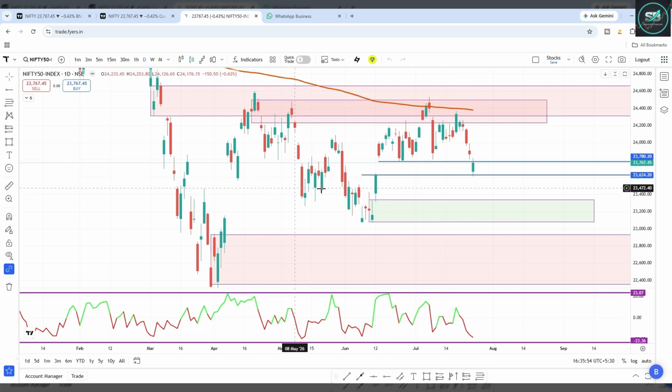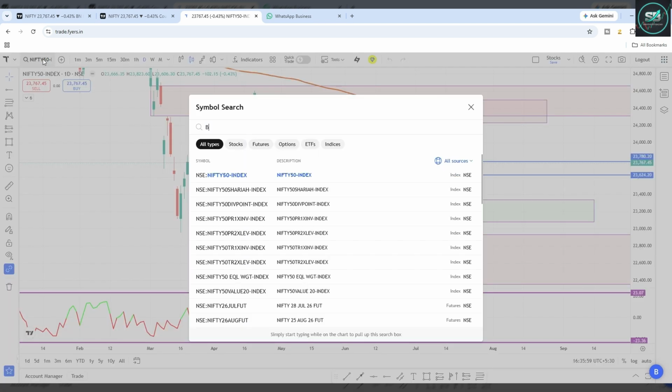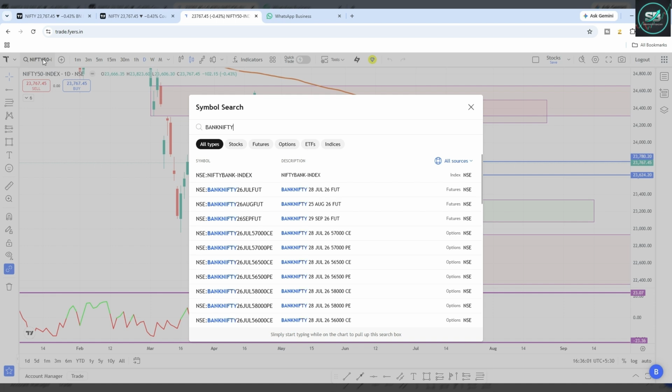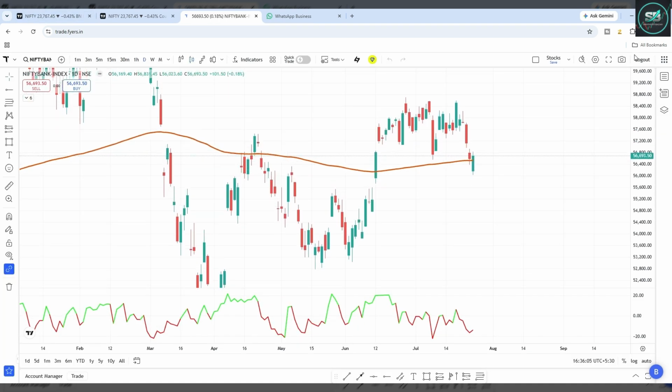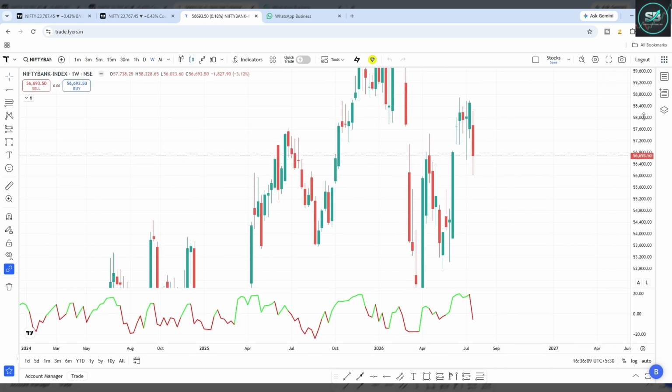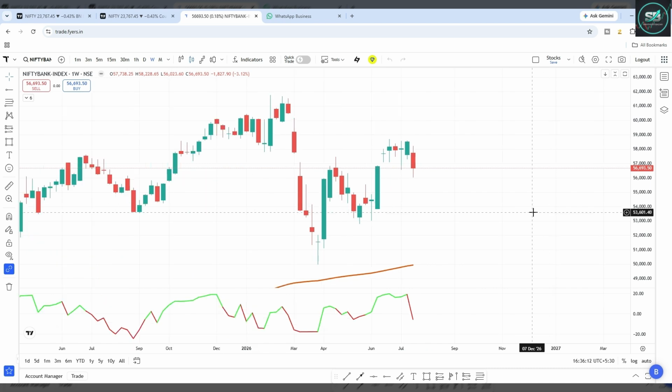So this is about Nifty. Now let's see about Bank Nifty. Bank Nifty, the interesting fact is, if I go to the weekly time frame, Bank Nifty came back into this range.